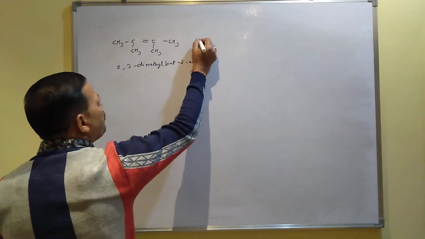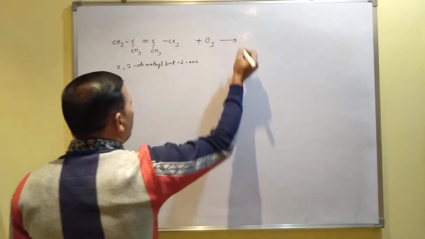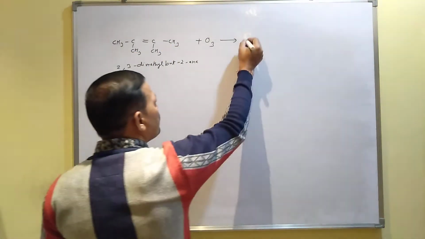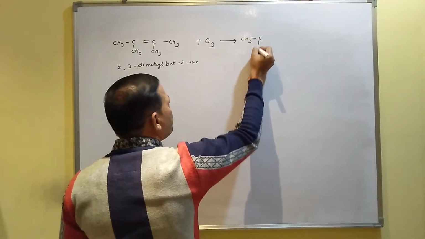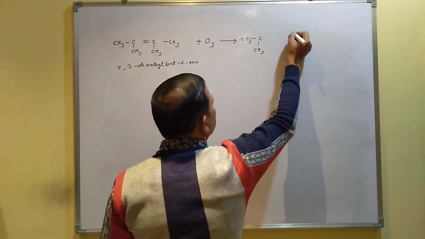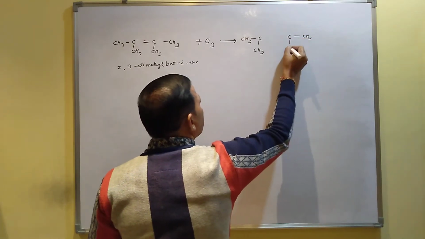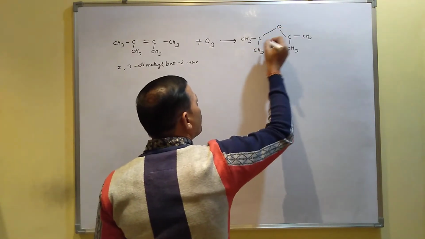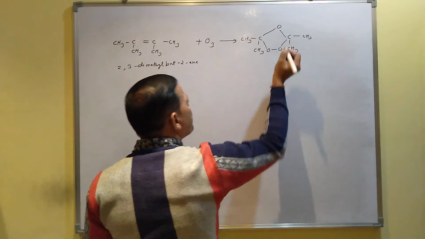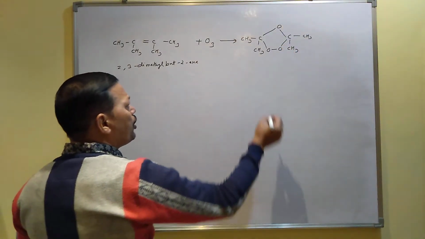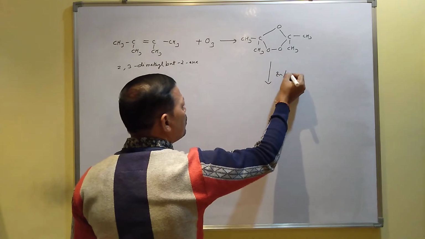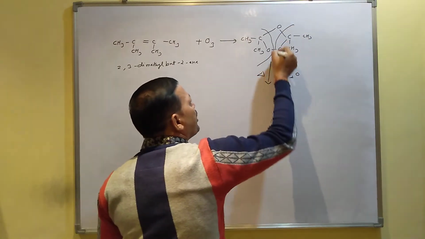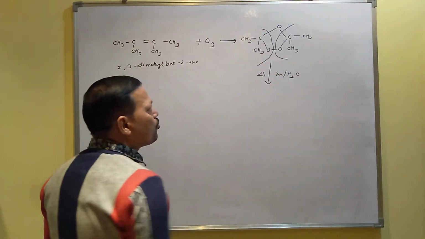When this alkene is added with ozone, O3, then the 3 oxygen atoms will join at the position of the double bond. This is your alkene, and here the double bond is present. At the position of the double bond, the 3 oxygen atoms will join like this. When you apply zinc, water and a little amount of heat, then this will break like this, and the oxygen combines with zinc to produce zinc oxide.